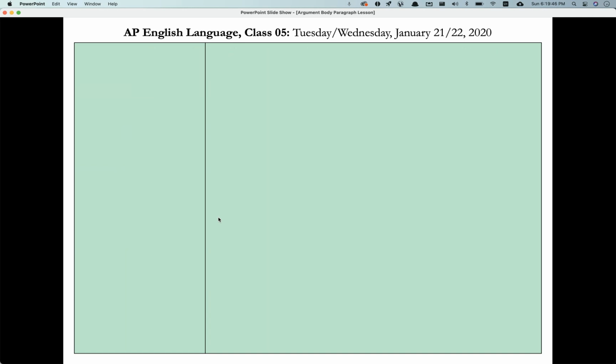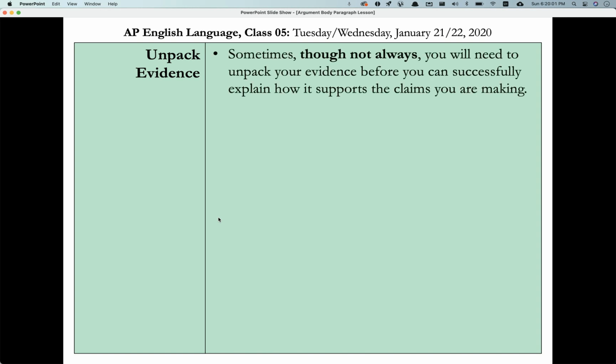So the next thing you have to do, once you have a topic sentence, you have chosen and introduced your evidence smoothly, you have enough evidence, you have specific evidence that supports your claim, you then will probably need to do some unpacking of the evidence. This is not always the case. If the evidence is obvious, don't restate it. If it stands on its own and doesn't need additional unpacking or additional explanation, don't do it.